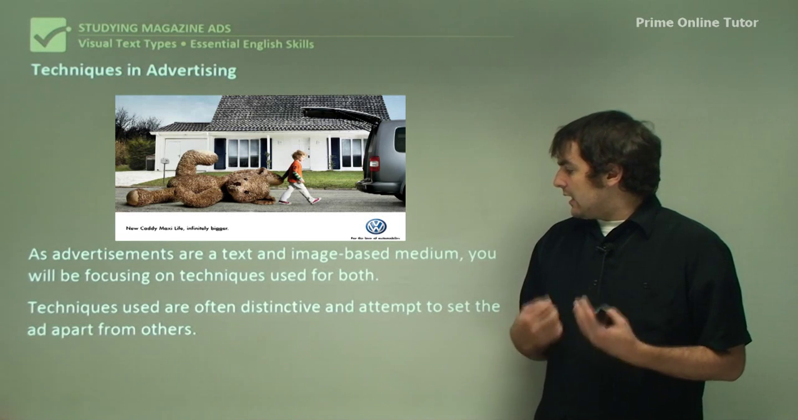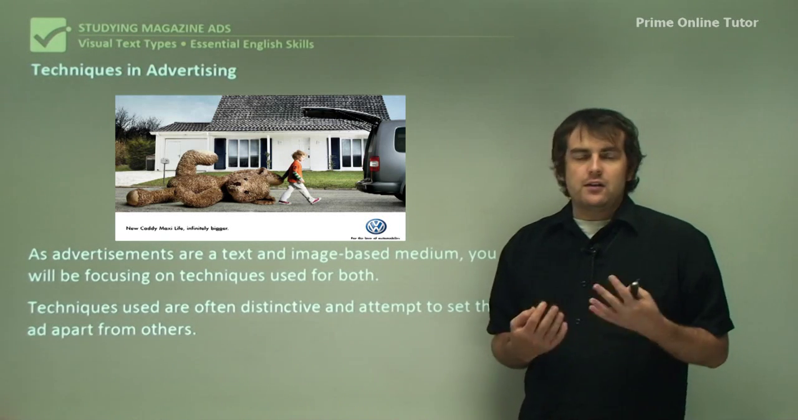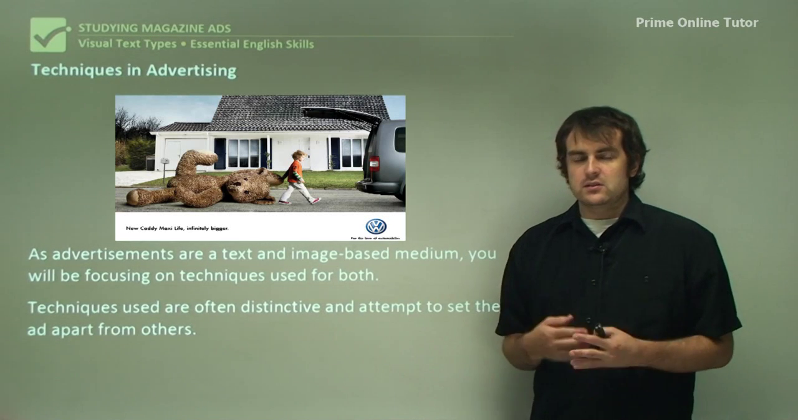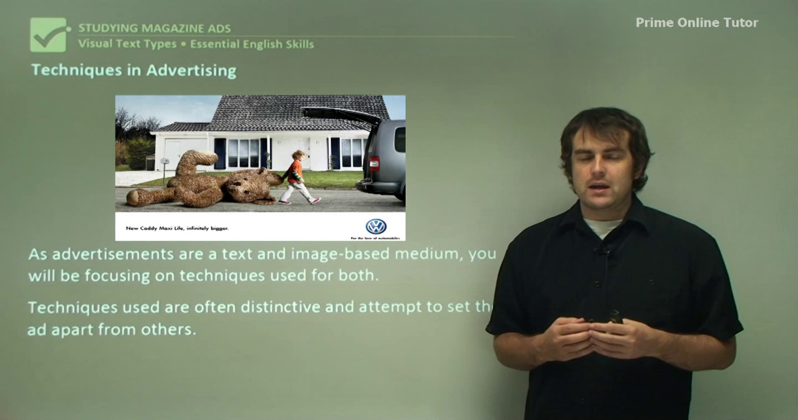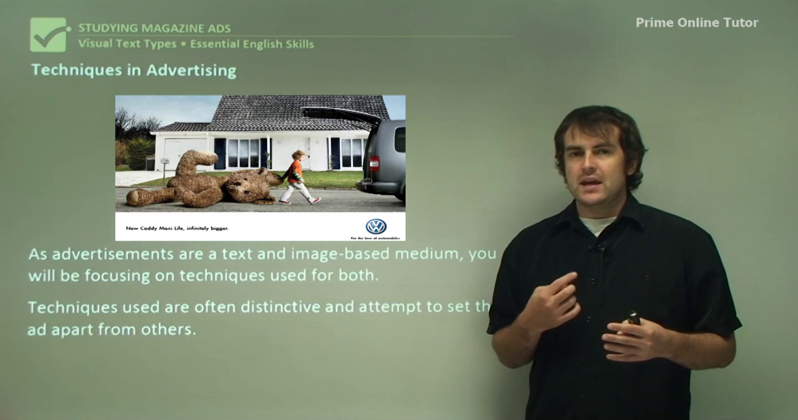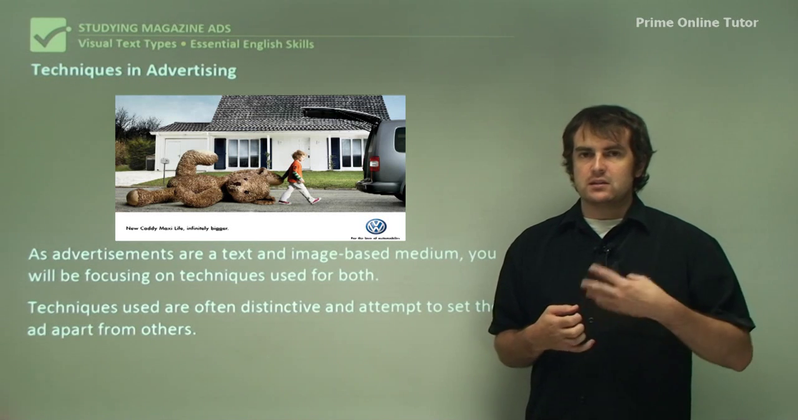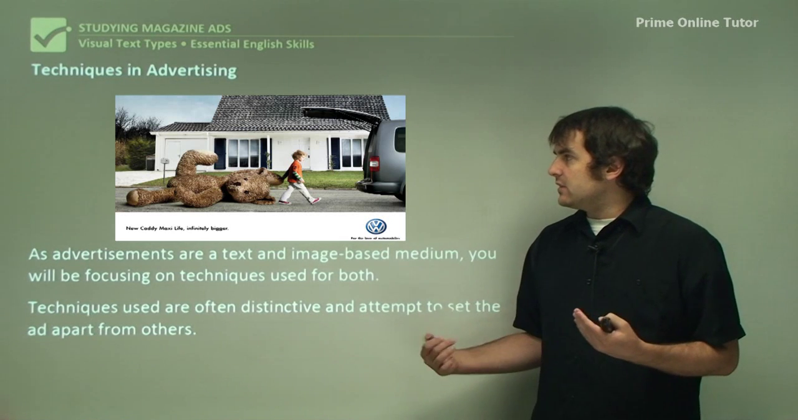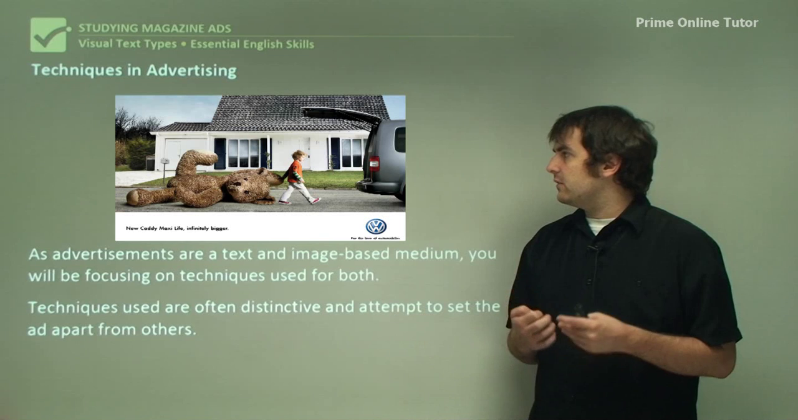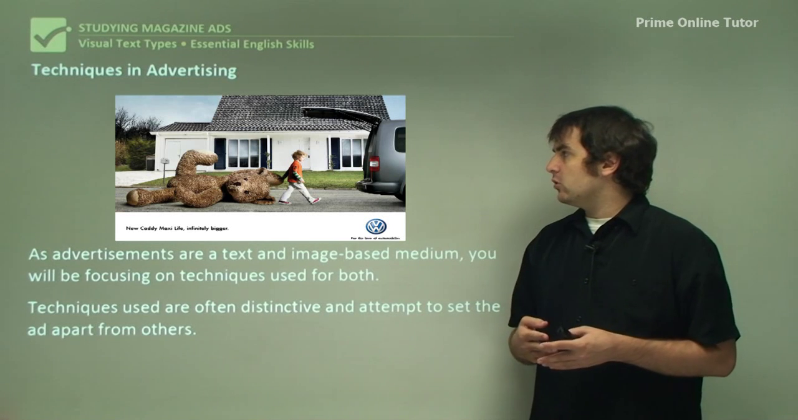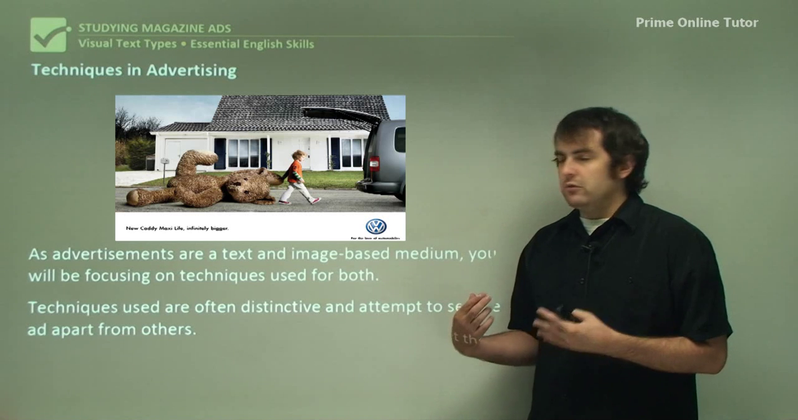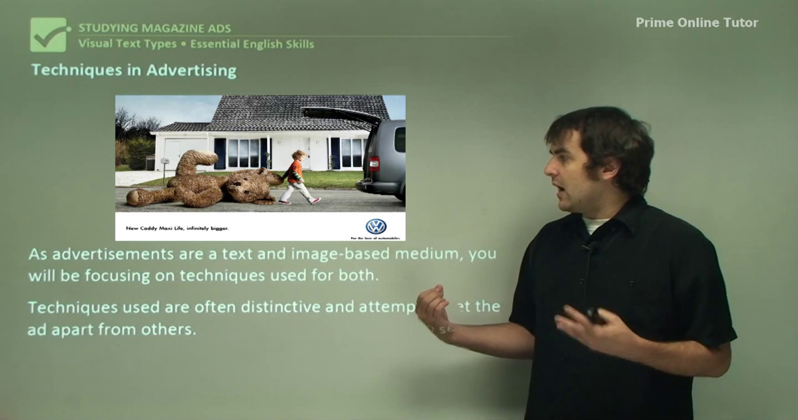Techniques are distinctive and they try to set the ad apart from the others. So the techniques that you'll be talking about are not necessarily just different bits of the ad which make it up, but things that make it important, make it special, make it really prominent in the viewer's mind. So if you're looking at this ad, for instance, you could talk about the various visuals of the ad, or the centerpiece, the boy with the teddy bear and the car, which it's trying to promote, and it's trying to promote that the car is bigger.